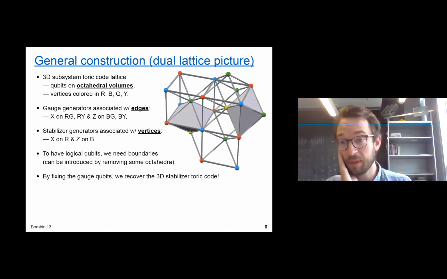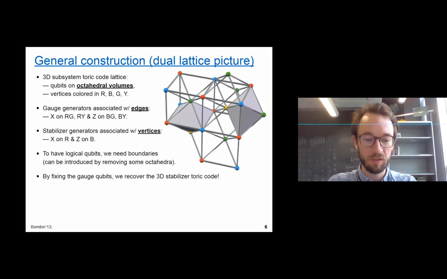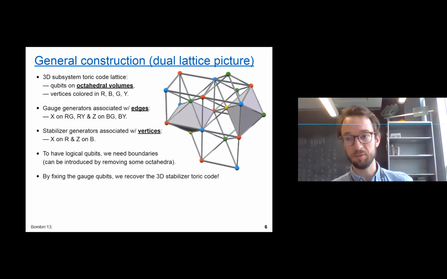And yeah, in this picture, it's also easier to see that you can recover the 3D stabilizer toric code by fixing the gauge. So with these subsystem codes, we don't actually care what state the gauge qubits are in, but if we choose to, we can fix them to a certain state. And if we do that, we end up having something equivalent to a stabilizer toric code. The way you could do this is you'd measure all the Z gauge operators and ensure that you're in the +1 eigenstate of these. Then they're the stabilizers of a 3D toric code, and you'd recover the 3D toric code.